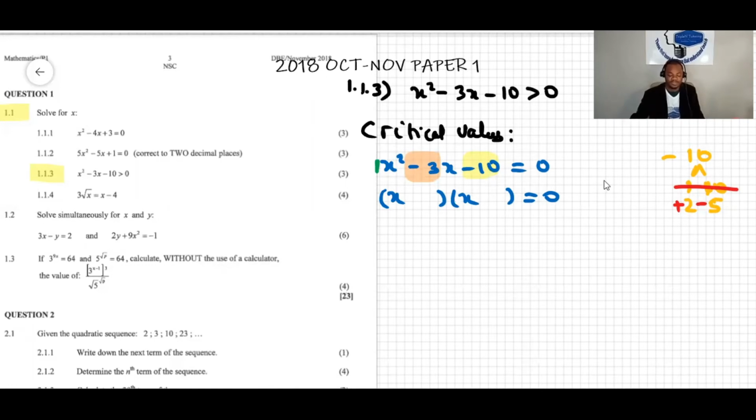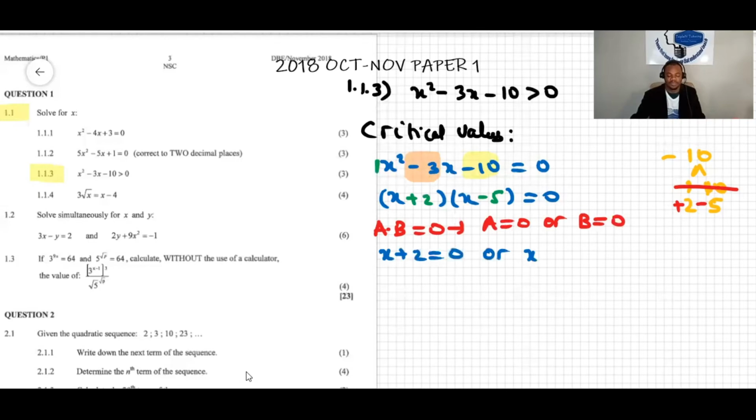Now, those are the values I'm going to place in the bracket here. I'm going to place in plus 2 and then minus 5. Then this means, according to the property of mathematics, that a times b equal to 0 implies that a equal to 0 or b equal to 0. Therefore, x plus 2 equal to 0 or x minus 5 equal to 0, which means x is equal to negative 2 or x equal to 5. Those values are the critical values of the inequality.